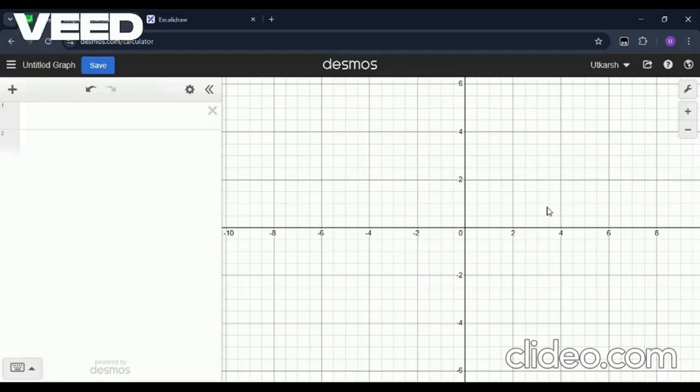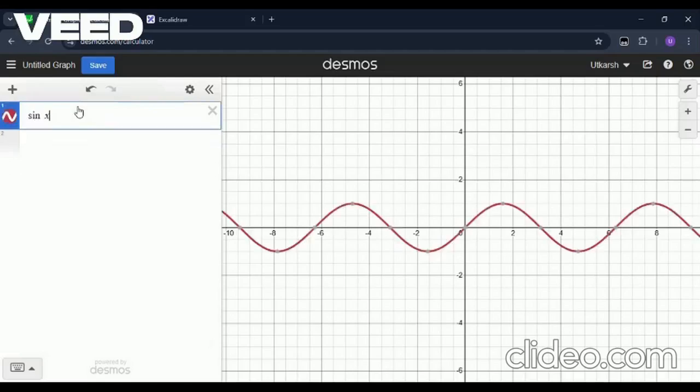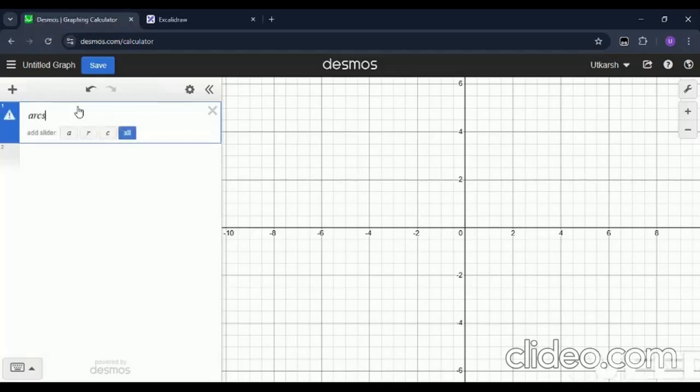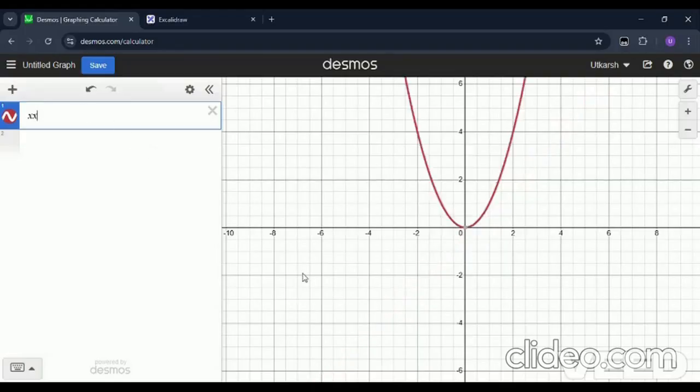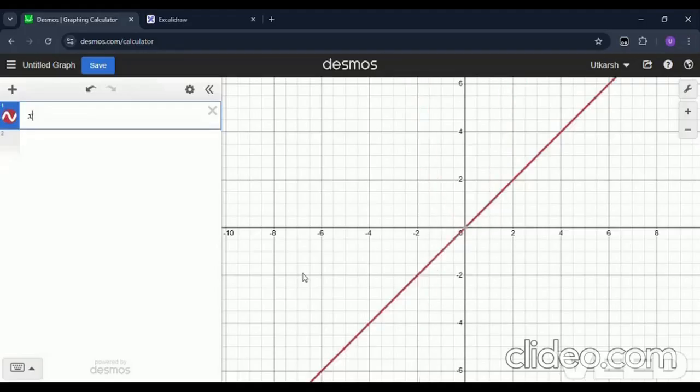is called the graph of that equation, such as some trigonometric curve like sin x, or some inverse trigonometric curve sin inverse x, or even some algebraic curves like x square or x cube or even x raised to power 4. Even you can also plot some conics such as equation of a circle.